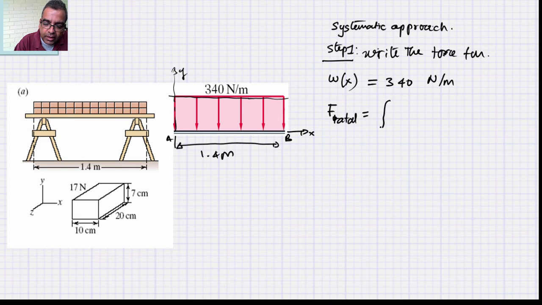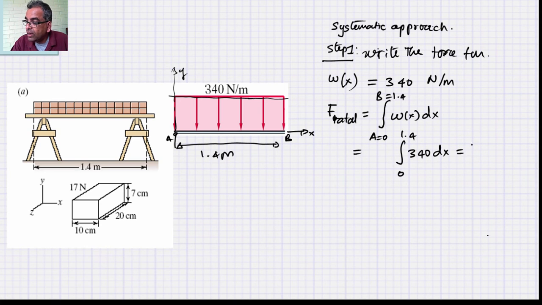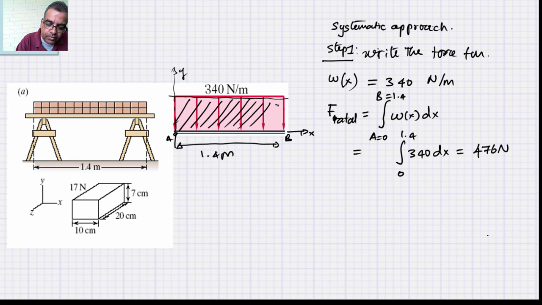So now we want to find F total, which equals the integral. A starts out at 0, B is at 1.4, of W(x) dx, which is the integral of 340 dx from 0 to 1.4, which turns out to be 476 Newtons, which is equal to the area under this graph. 340 times 1.4. Very good.